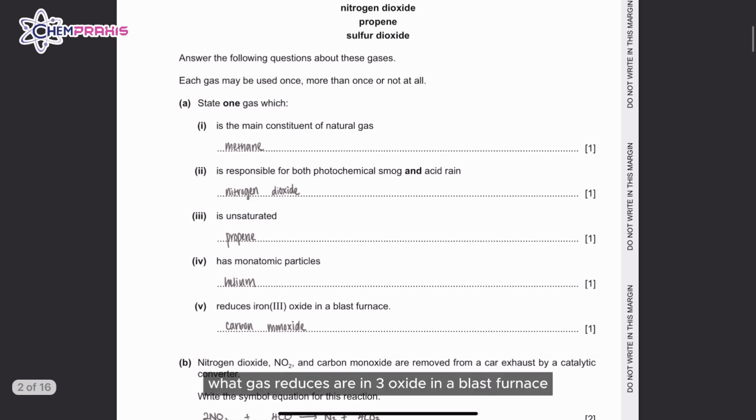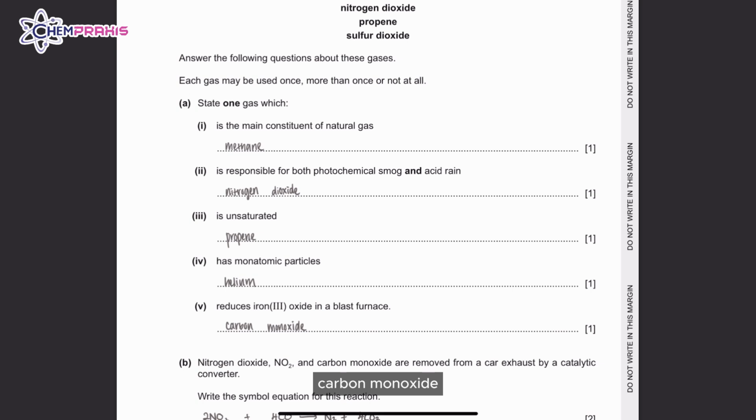And lastly, what gas reduces iron(III) oxide in a blast furnace? Carbon monoxide would be the gas that reduces iron(III) oxide in a blast furnace.